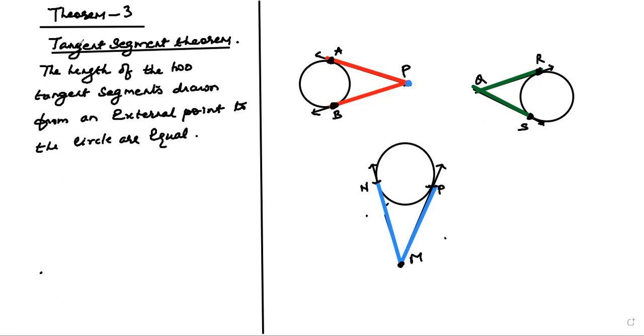Now let's see the theorem. What it says: the lengths of the two tangent segments drawn from an external point to the circle are equal.